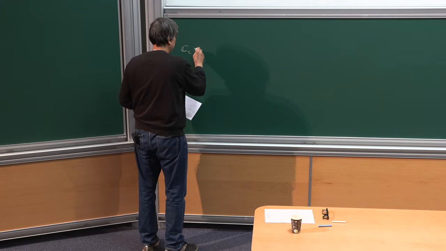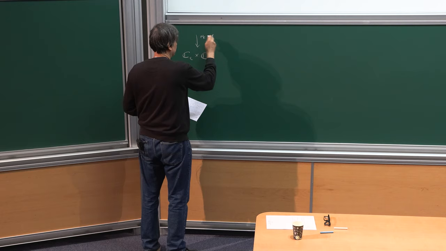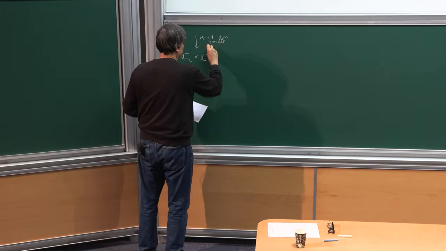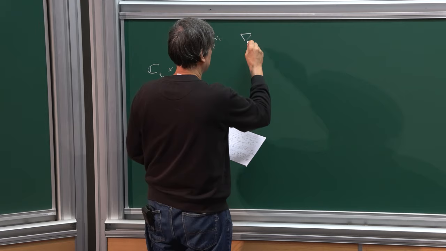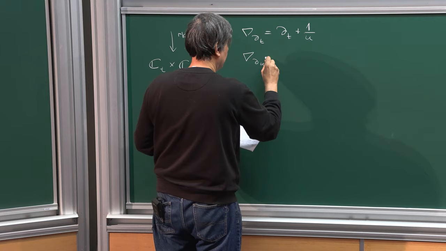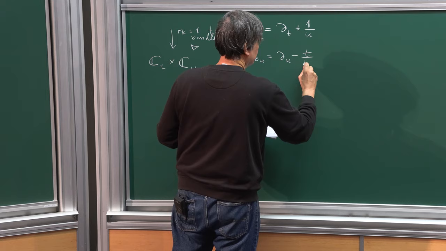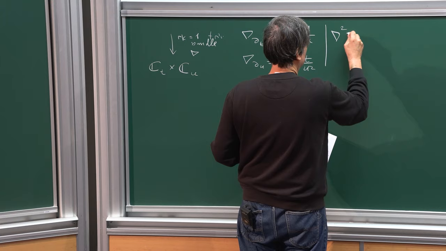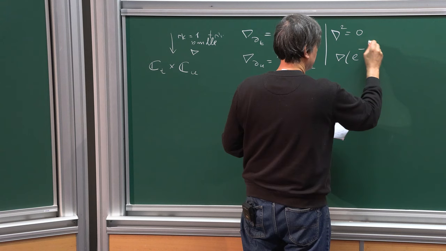So consider just the product of two lines with coordinates t and u, and consider the rank one trivial bundle. I want to endow it with a connection. The covariant derivative with respect to dt will be dt plus 1 over u. The covariant derivative with respect to du will be du minus t over u squared. This connection is flat. And currently, the constant section is this guy. Okay.